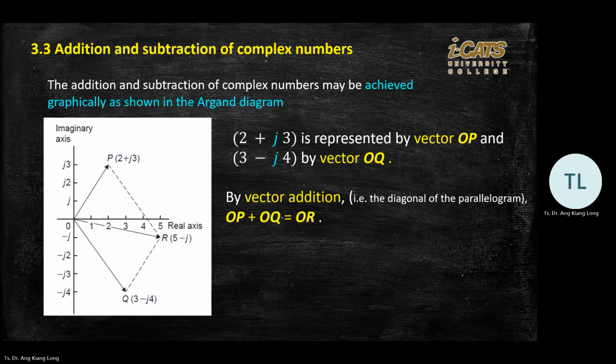So if the question asks that 2 plus j3 is represented by vector OP on your Argand diagram, you need to use OP to represent 2 plus j3. You need to label your Argand diagram O and P. So these are some habits when we solve assessment problems. Okay, so if it's addition, meaning you add two complex numbers together, OP plus OQ equals one vector, right?